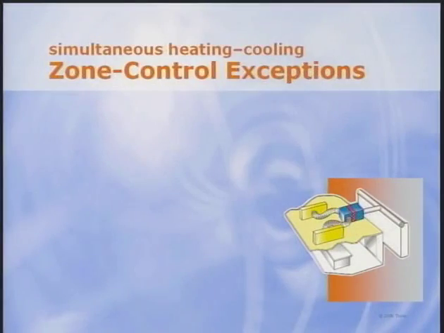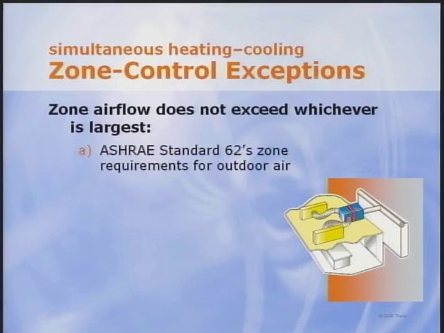Before reheating or recooling can be performed using new energy, the supply airflow in the zone must be reduced. By definition, a constant volume system cannot meet any of these exceptions, but many variable air volume systems can be designed and operated to comply with one of the airflow limits allowed by the standard. Let's look first at exception A, setting the zone airflow to the required ventilation airflow.